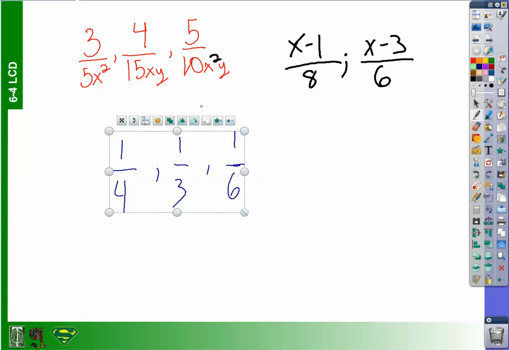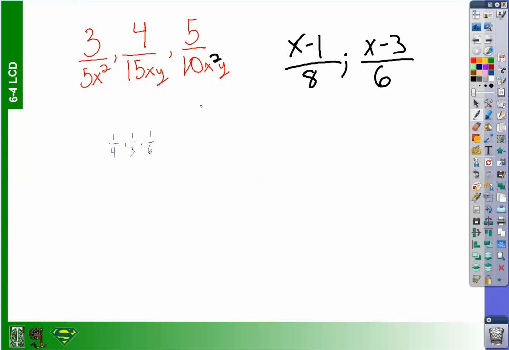Well, nothing changes once you have variables. The process is still essentially the same. So here we have 5, 15, and 10. What multiple do 5, 15, and 10 all go into? 30. They all go into 30.